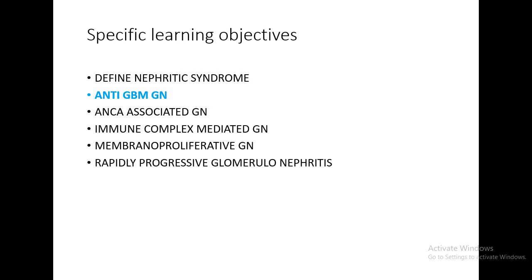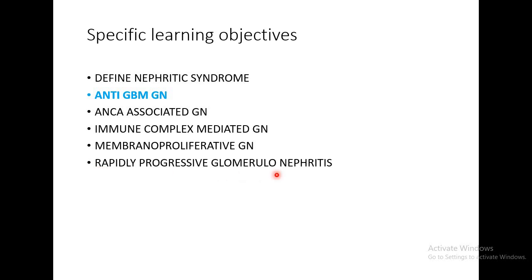This is a continuation of that video, and in this, we'll discuss the causes of nephritic syndrome. First, we'll start with anti-GBM disease, and then we'll talk about anti-neutrophil cytoplasmic antibody associated glomerulonephritis, and immune complex mediated glomerulonephritis. This will be studied in three headings. First, IgA nephropathy, then post-streptococcal glomerulonephritis, and then lupus nephritis. And then there is membranoproliferative glomerulonephritis. In this, again, there are two types, type 1 and type 2. And lastly, we'll talk about rapidly progressive glomerulonephritis.